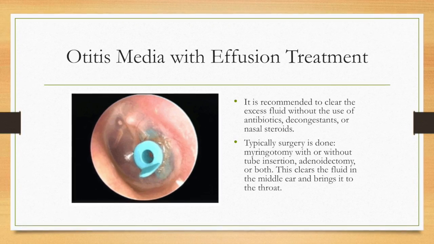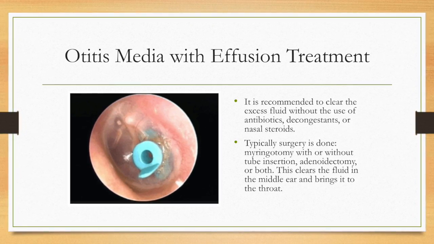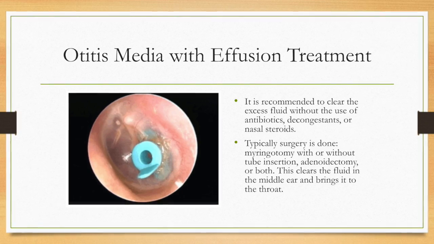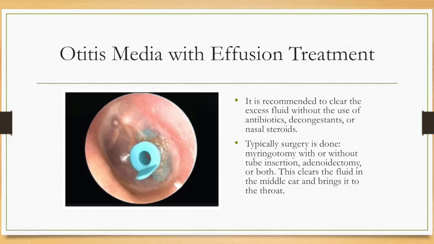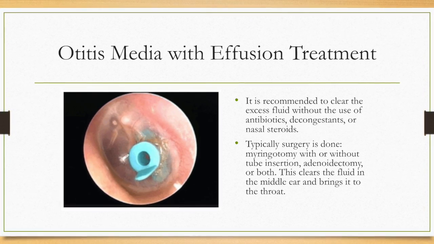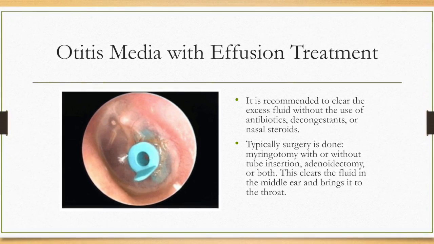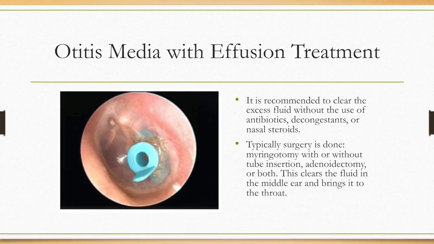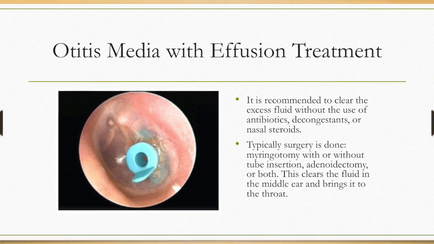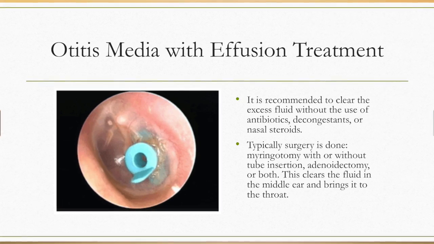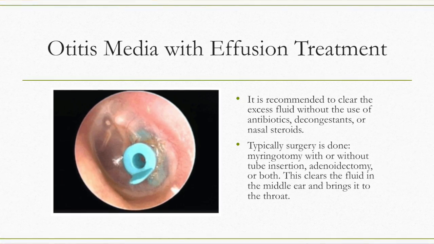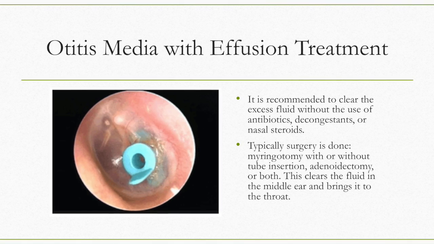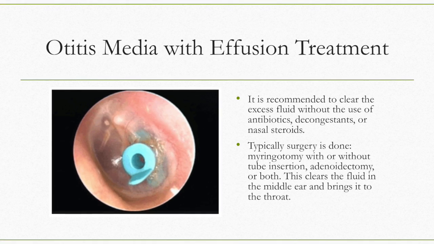The most commonly accepted method of treatment for this type of otitis media is surgery, including myringotomy, with or without tube insertion, adenoidectomy, or both. These pressure equalizer tubes are in charge of getting rid of the fluid in the middle ear and bringing it to the throat. This will be beneficial because the less fluid that there is in the ear, the more air there will be. These tubes are extremely helpful considering they lower the chances of obtaining another ear infection without causing any long-term damage to the ears.